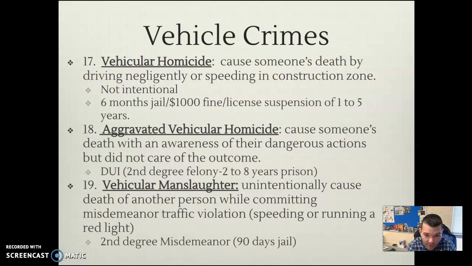So this is a second-degree felony, 2 to 8 years. And vehicular manslaughter is unintentionally causing the death of another person while committing a misdemeanor traffic violation. So you're speeding and you run red lights and you hit somebody. Again, you didn't intend to kill somebody, but you'd still be punished for that.